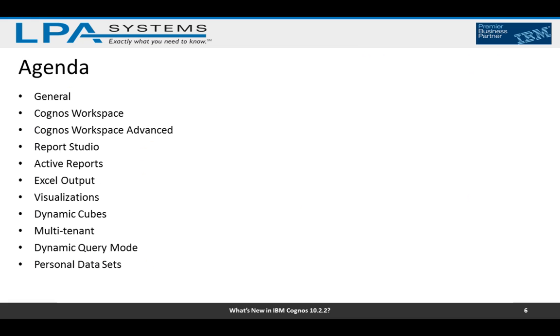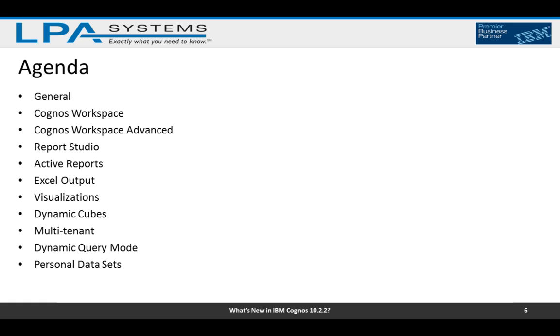So today's agenda is about what's new in 10.2.2. We'll talk about some general updates. Then we'll get into some enhancements to Cognos Workspace, followed by Workspace Advanced. We'll talk about Report Studio, and then we're going to call out some specific enhancements in Report Studio around active reports. The Excel output changes and the visualization changes actually apply to both CWA and Report Studio.